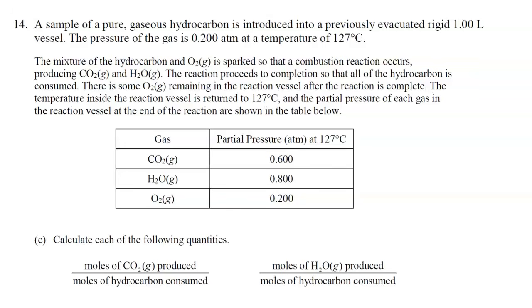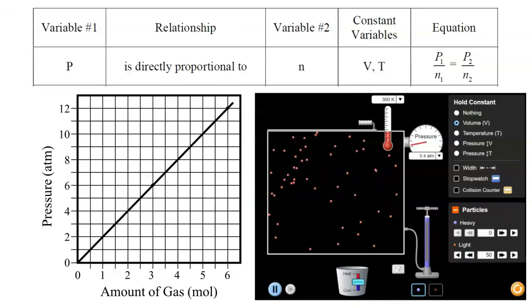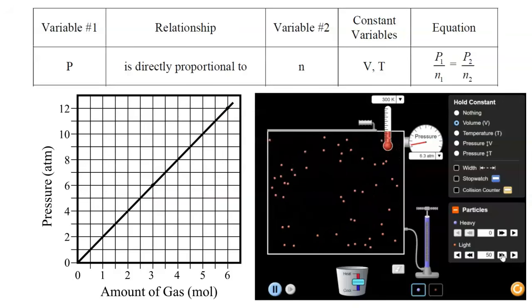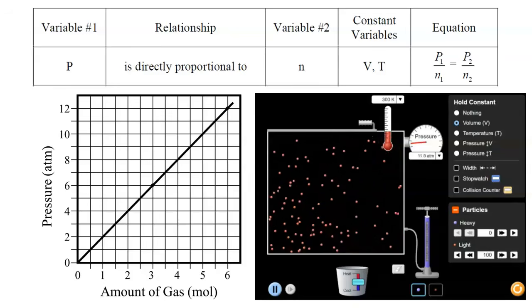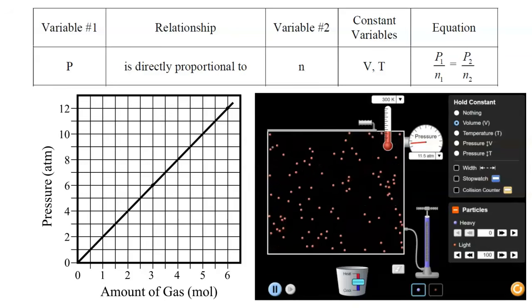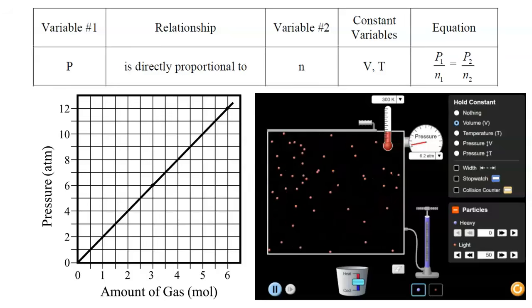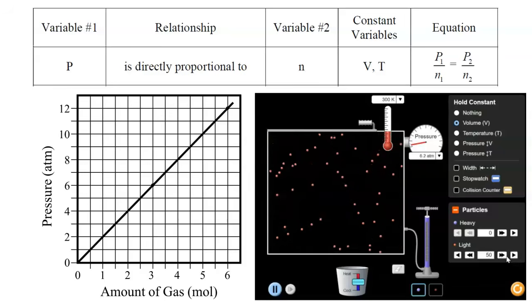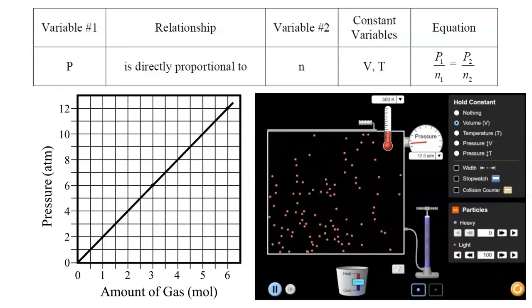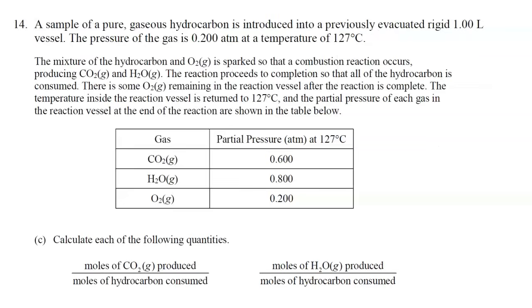Now, you may recall from earlier in this video that one of the direct relationships in terms of gas variables was pressure and moles. That pressure is directly proportional to the number of moles. Assuming that the variables of volume and temperature are constant, the mole ratio is the same as the pressure ratio in a gas mixture. So since pressure and moles are directly proportional, and in this problem, we're not changing the temperature, it's still 127 degrees Celsius. We're not changing the volume, it's a rigid 1 liter reaction vessel. We can go ahead and set up a proportion comparing moles and pressure.